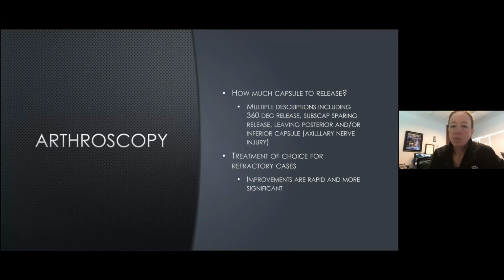How much capsule to release is a little bit dependent on the treating surgeon. I think you want to release enough capsule to allow a normal range of motion within a functional range. It doesn't have to be exactly symmetric to the other side. You can get a little bit more stretch with manipulating it after you do the release. So this is very individualized and surgeon by surgeon.